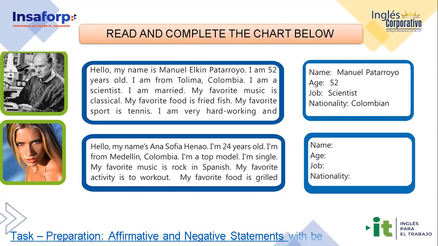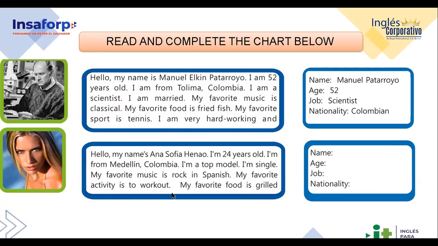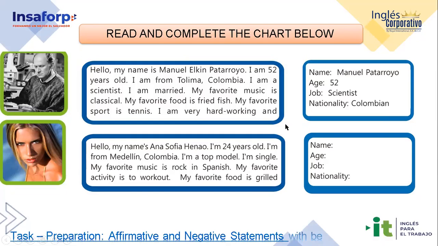Okay. Aide Peña. Aide Peña. Okay, Aide. Hello, my name is Manuel Elkin Patarroyo. I am 25 years old. I'm from Molina, Colombia. I am married. My favorite music, classical. My favorite word, fried fish. My favorite sport is tennis. I am very well fit at.